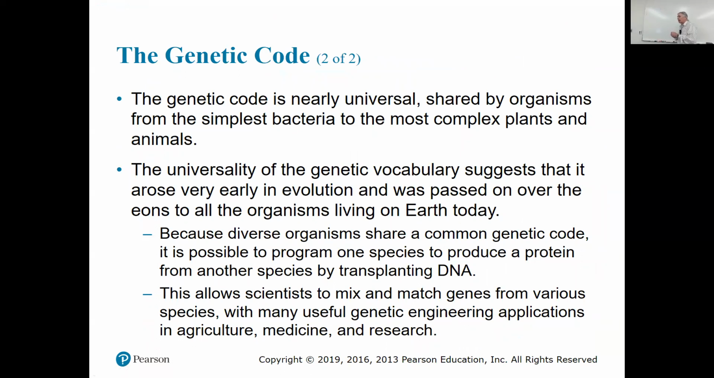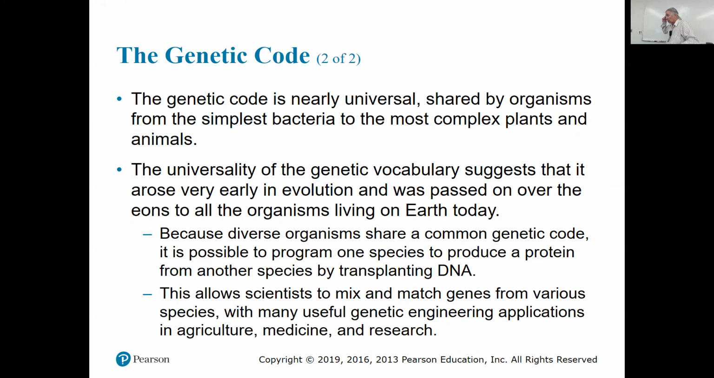Okay, the genetic code is nearly universal. We could say it's universal. Shared by organisms from the simplest bacteria to complex plants and animals. Everybody uses the same thing. So it's really old. It was developed sometime, I don't know, probably a couple billion years ago, and now we're sort of stuck with it. Well, that's the next sentence. The universality says it must have arisen very early in evolution, and was passed on through eons to all organisms who live on Earth today.